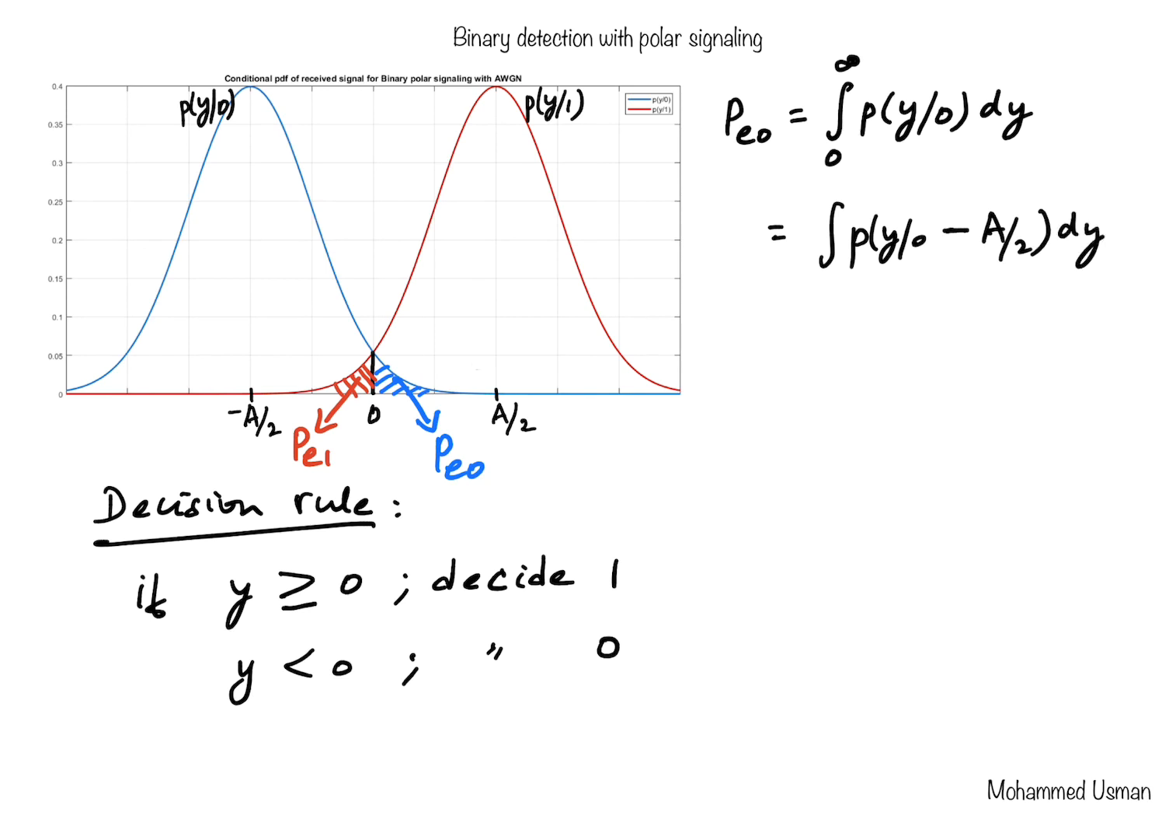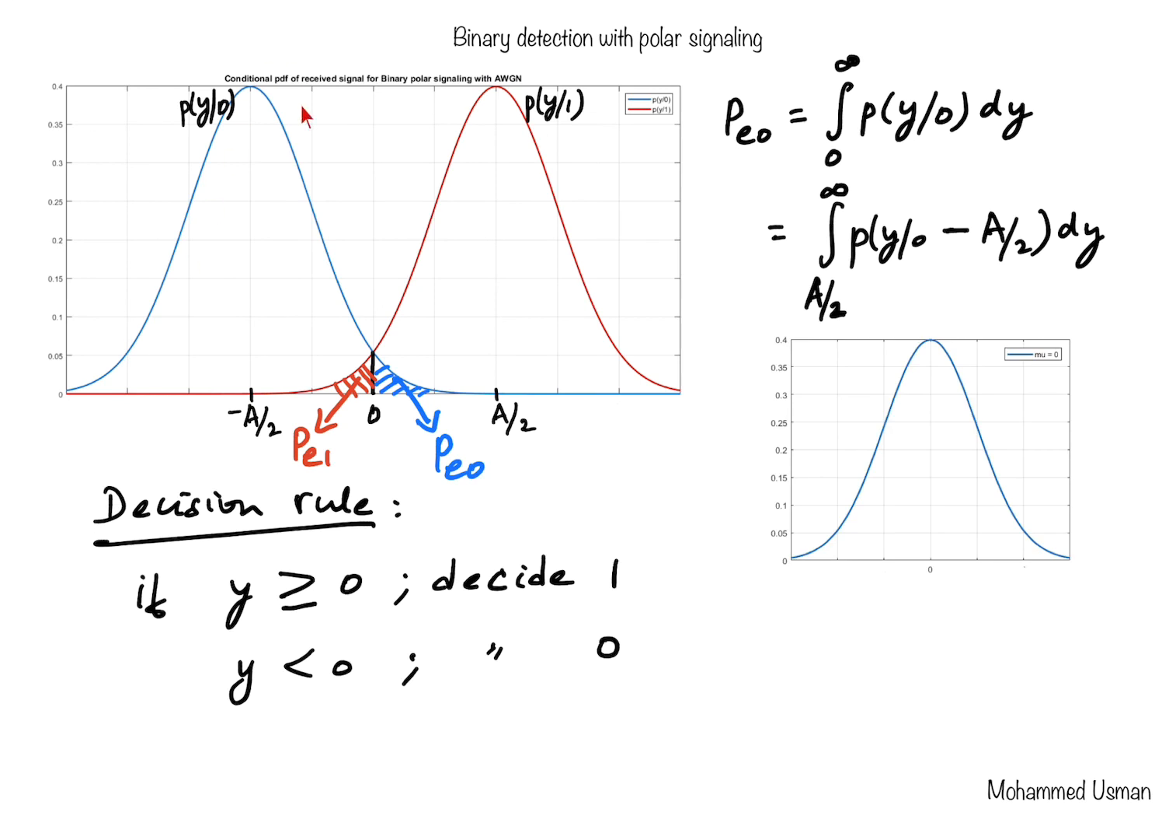And when we shift it to the right, the limits of integration will also get shifted. So the 0 here will get shifted to the right by the same amount, which is a by 2. So when 0 gets shifted to the right by a by 2, it will become a by 2. And infinity shifted further to the right is infinity. So we'll have the PDF shifted to the right by a by 2 so that it becomes centered on 0. So we are shifting this blue PDF, which is P of y given 0, to the right by a by 2 to make it centered on 0.